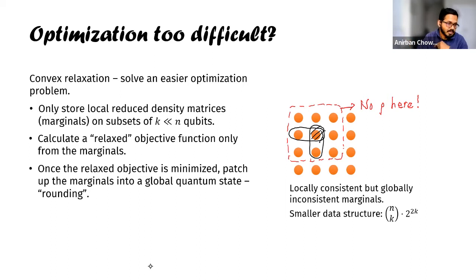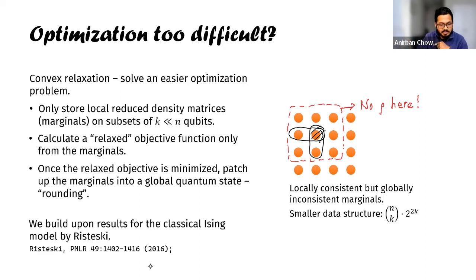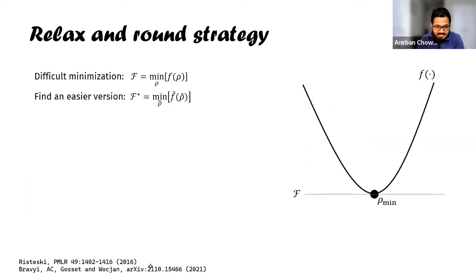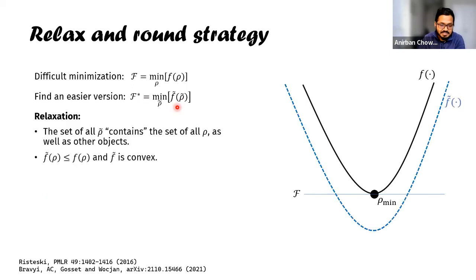And this is something called a rounding map. In this work, we're building upon results for the classical Ising model by Risteski. In a little more detail, we have this difficult minimization: we're minimizing some functional f over this set of density matrices. And we're going to find an easier version where we minimize a relaxed objective f tilde.